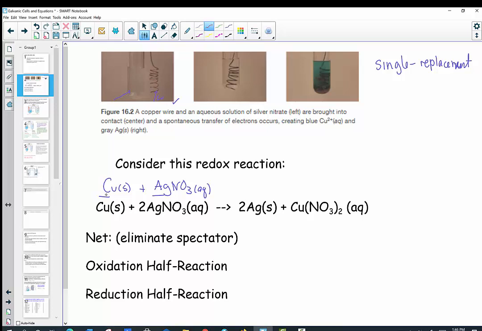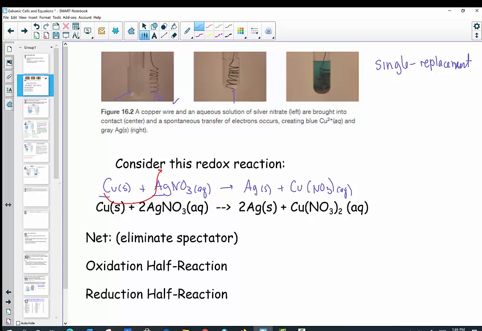And if copper is strong enough, more active enough, it will displace the silver, pulling it out of solution and going on to form elemental silver, and pulling the copper into solution, making an aqueous copper 2 nitrate color. And you can see as time goes by, the silver metal is coming out of solution.